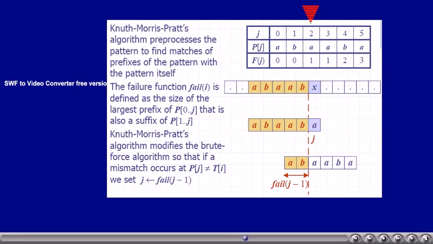Let us try to understand how to calculate the fail function. Let us consider j value is 2. Then the definition says fail of j is the size of the largest prefix of 0 to j which is also the largest suffix of 1 to j. First of all, what are the prefixes of the string till the element 2? They are ABA, AB and A. What are the suffixes of the string starting from 1 to j? That is BA and A. Out of these, the largest suffix which is the same as a prefix is A. Thus, the fail function value for j value 2 is 1.